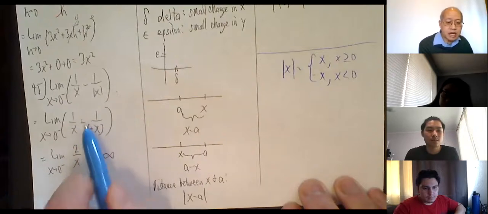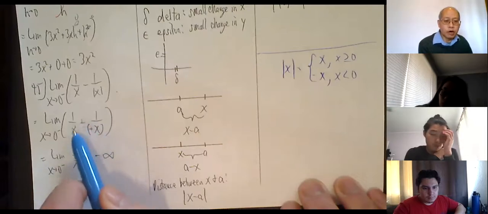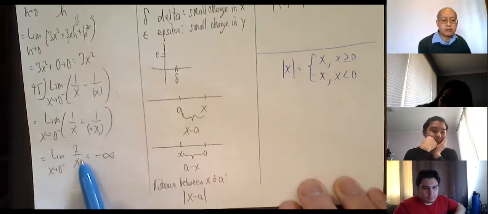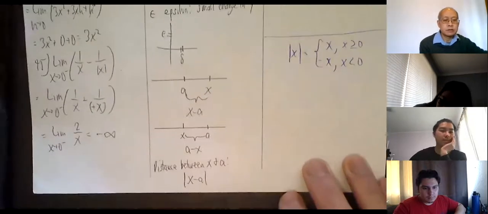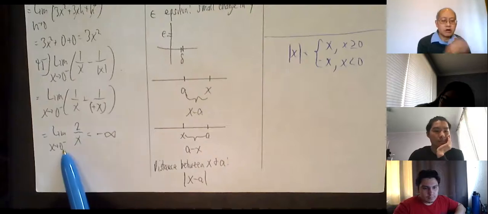So that's supposed to be a negative. That's supposed to be a negative, but that becomes a double negative. So I'm making it a positive. So it's 1 over x plus 1 over x, which is 2 over x. Okay, so now limit as x approaches 0 from the left.